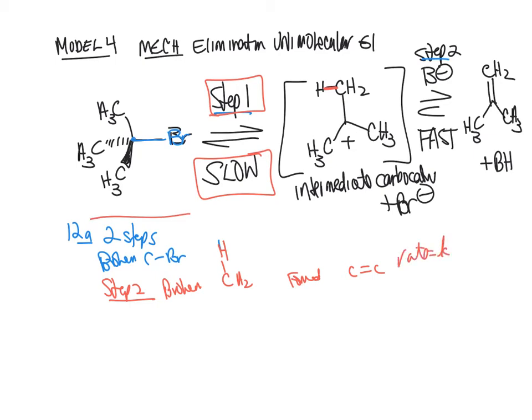So rate is going to be equal to k times (CH3)3C-Br. And that's what they're saying here. The reaction rate is dependent only on the concentration of the alkyl halide. That is why E1 is unimolecular. It's the rate of the leaving group.